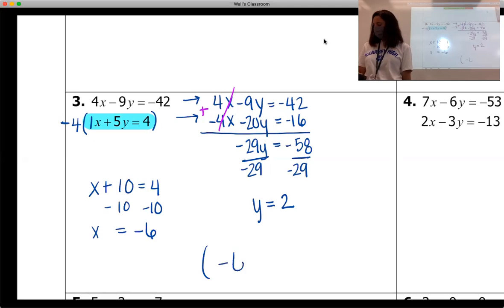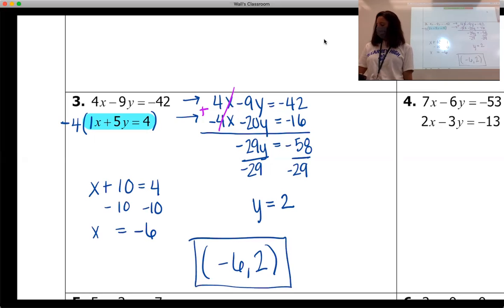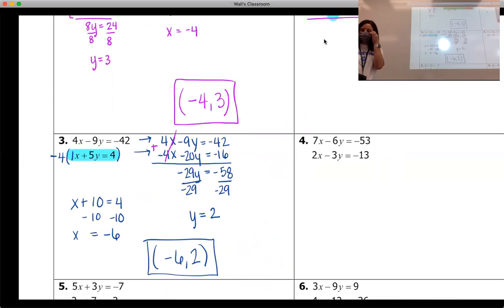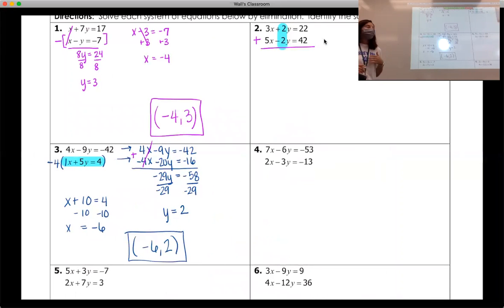And I should have done this on number 1. You want to make sure that you're writing your solution as a coordinate pair. So on number 1, it would be -4, 3. So that's the spot where those lines cross. Okay, so not too bad so far.